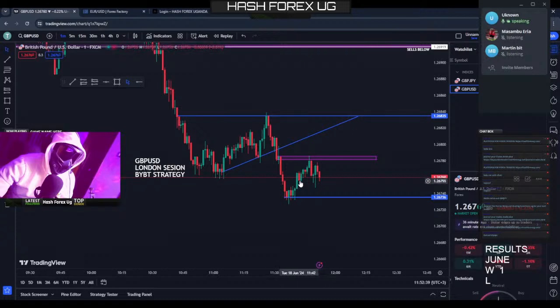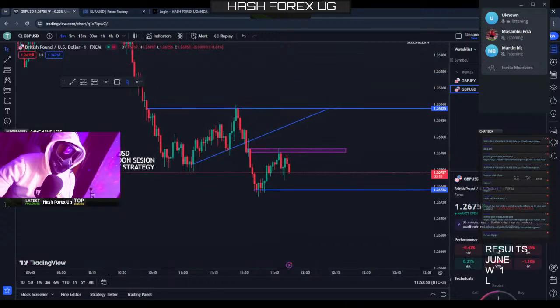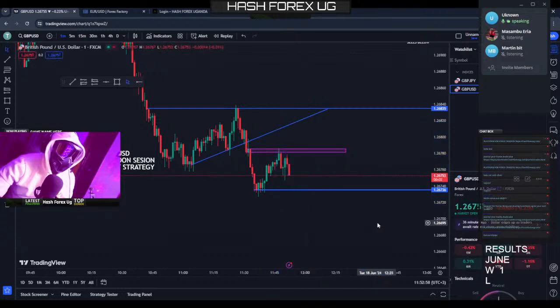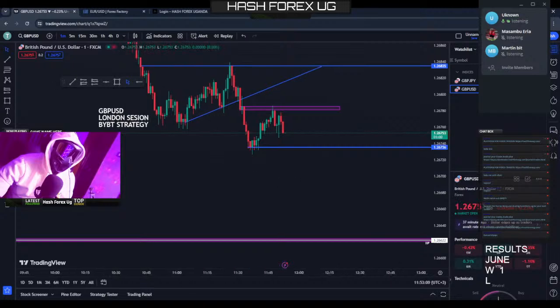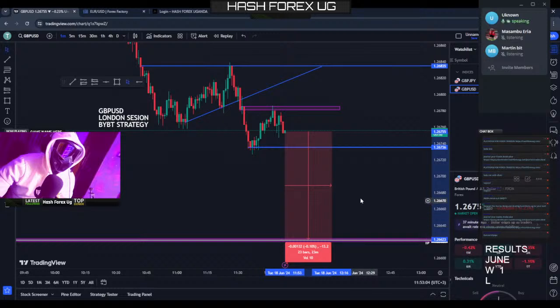If the market breaks this zone here, you might see it continuing pushing down. So I was looking at the possibility of having a stop loss of like 6 pips, looking for around 13 pips.